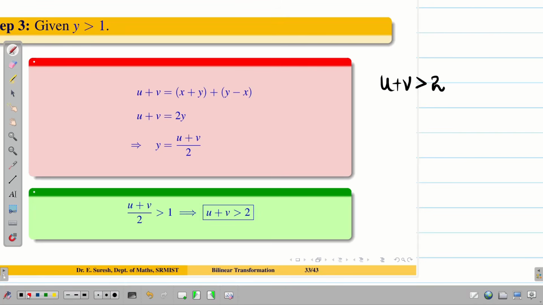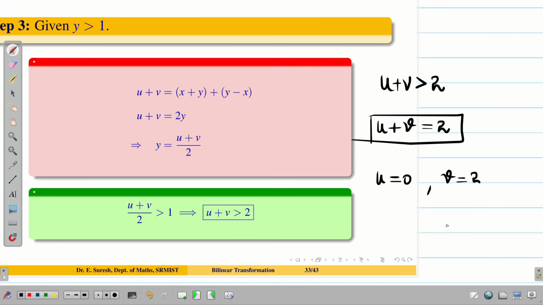Now how to draw this in w plane? It is very simple. First let us consider u plus v is equal to 2. Now put u equal to 0, we get v equal to 2. Similarly, put v equal to 0, we get u equal to 2 in this equation. That means the line u plus v equal to 2 passes through the points (0, 2) and (2, 0). So easily we can draw the diagram using these points.